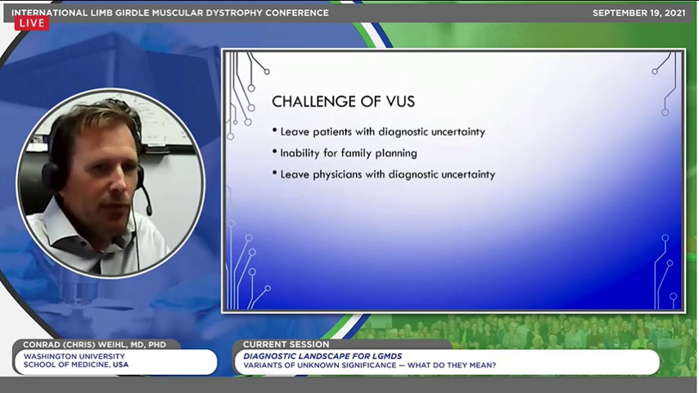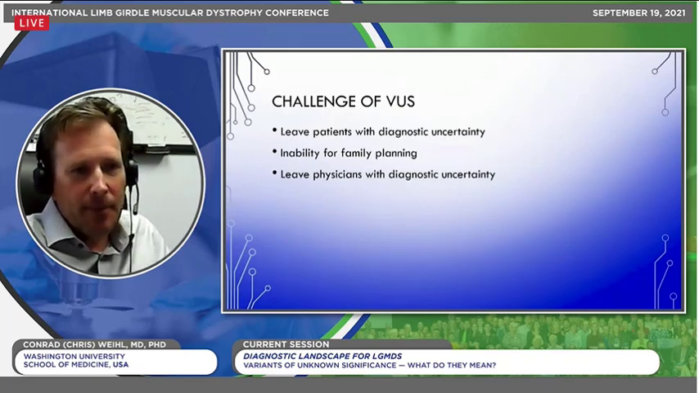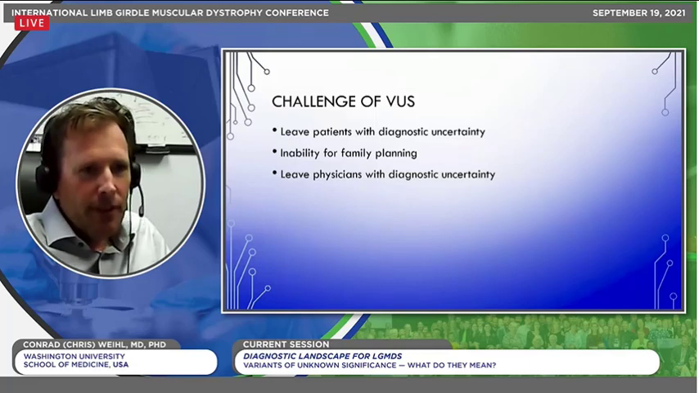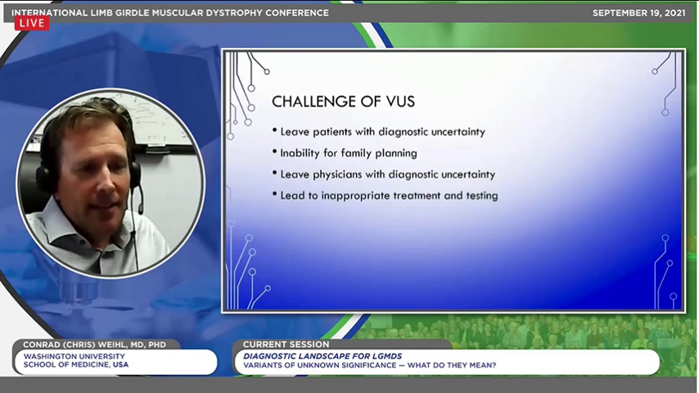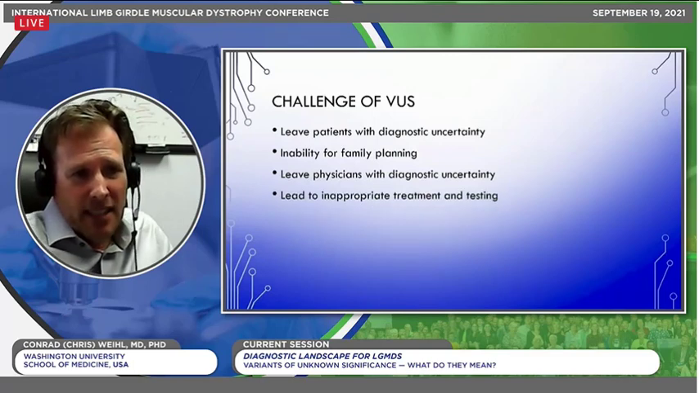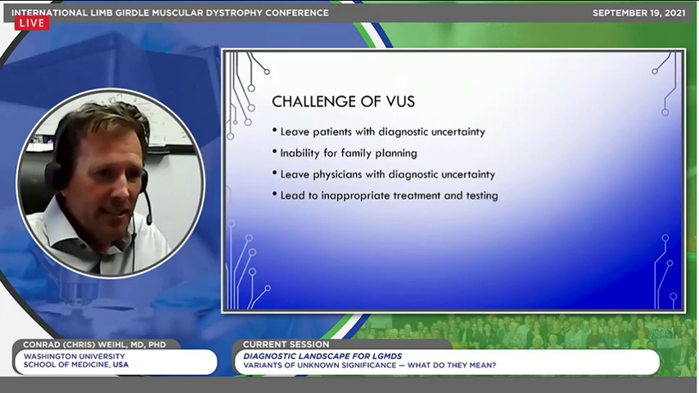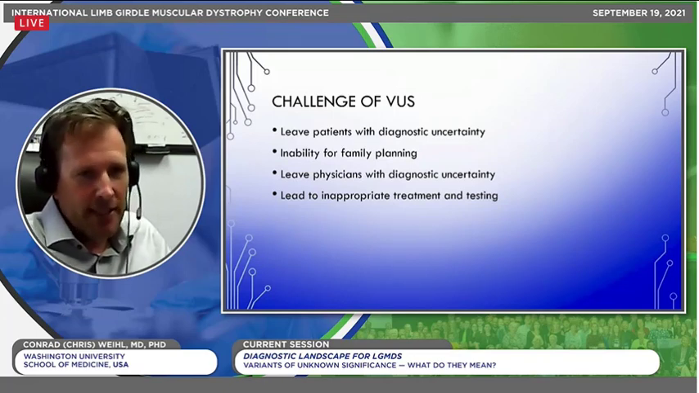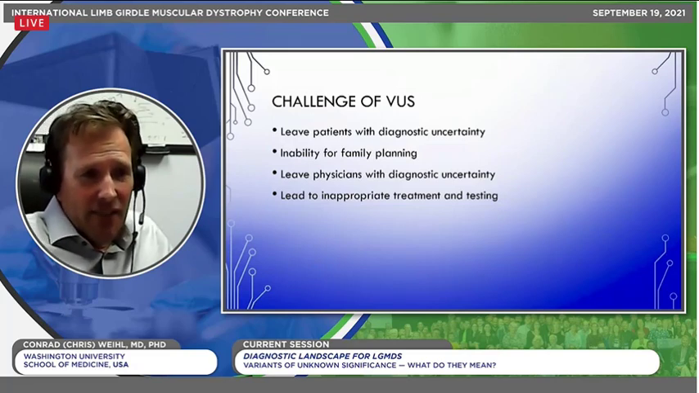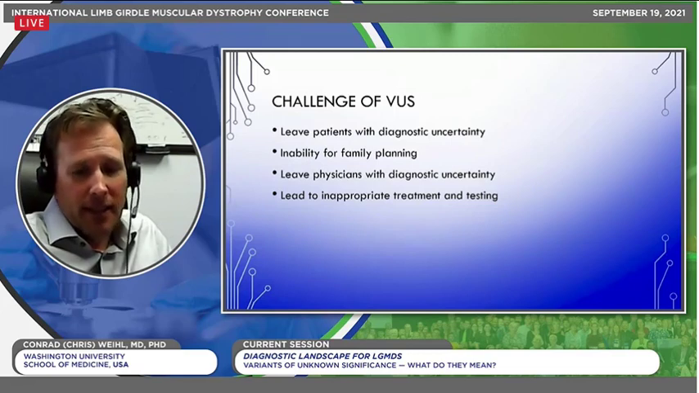It leaves physicians with diagnostic uncertainty. Not that we're the most important person, but we really do care to make a diagnosis, and it's frustrating for physicians not to be able to make a diagnosis on the patient's behalf. And most importantly, it may lead to inappropriate treatment and other testing. If I can't tell you that you have a certain disease, you may undergo multiple tests, biopsies. God forbid there is a therapy that you get and it's an inappropriate therapy.